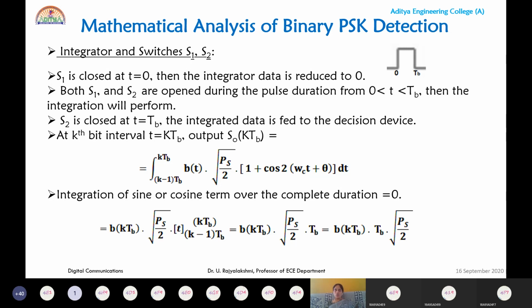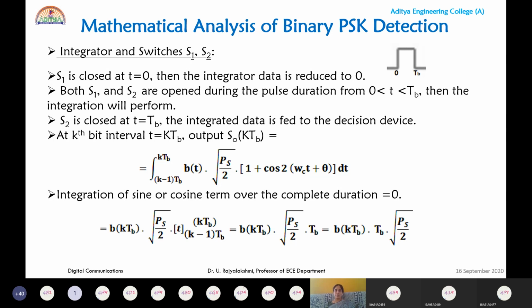And when S1 and S2 both are open, when t lies in between 0 to TB, both the switches will be open. Once both are open, integration will be performed by the low pass filter. When you close S2 at t equal to TB, the integrated data is fed to the decision device. So after completion of the bit duration, the integrated data will be fed to the decision device. So within the bit duration, the integrator will perform.